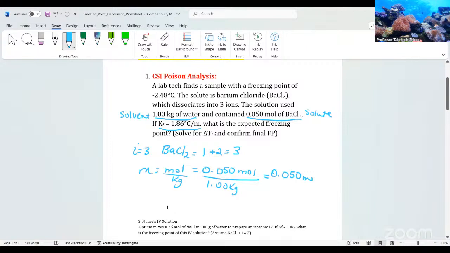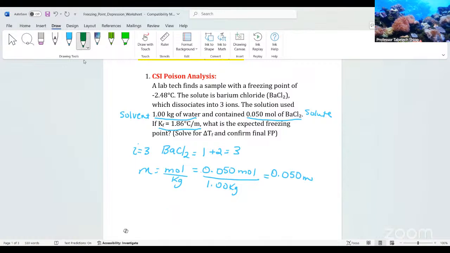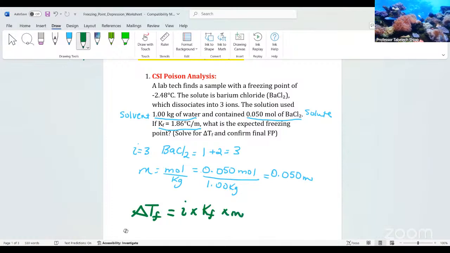So let's go ahead and plug this into our formula. Let me go ahead and write that in for you guys. Delta T of F is equal to the i times the K of F times molality.